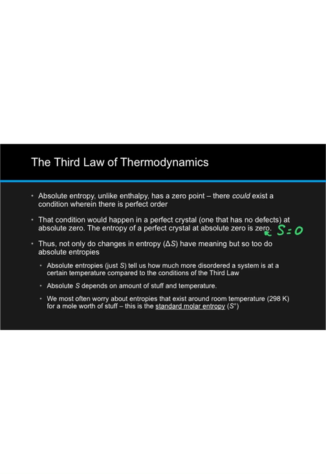So not only do changes in entropy, delta S, have meaning, but so too do absolute entropies, just S for a substance. An absolute entropy will tell us how much more disordered a given system is at a certain set of conditions compared to another set of conditions or to another substance. This is the third law of thermodynamics. The third law states that a perfect crystal at absolute 0 has 0 entropy.